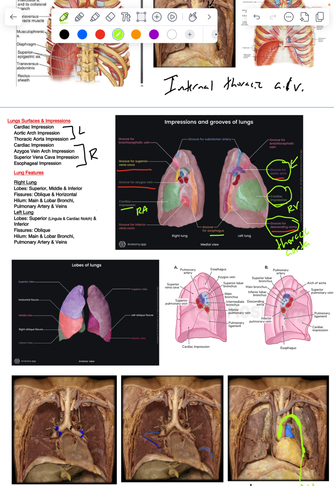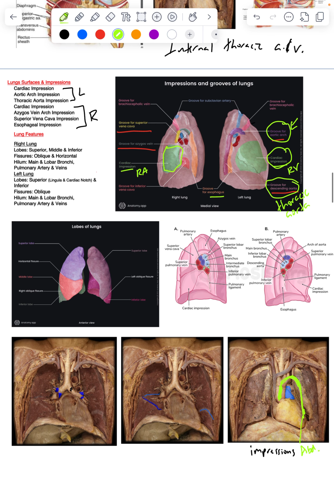So key thing on the left is the cardiac impression, the thoracic aorta, and then the arch in between them. So it's all heart stuff mainly on the left side. On the right side, you also get a cardiac impression here. This is more so like right atrium, because this is right atrium right here. So that's really the one that is pushing on the lung, but it's definitely not as big of an impression as the left ventricle. This is LV, not RV.